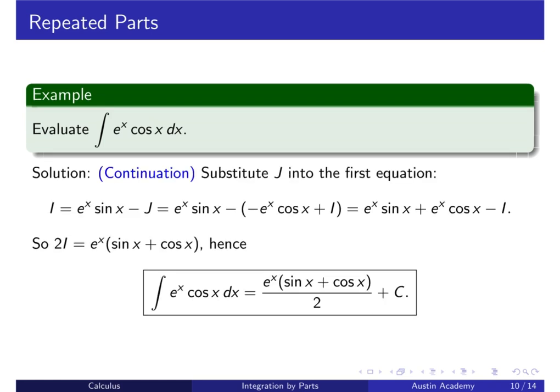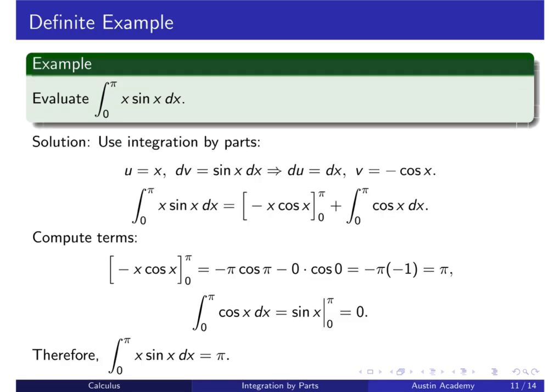Substituting into the first equation, I equals e^x sin x plus e^x cos x minus I, so 2I equals e^x times (sin x plus cos x). Therefore, I equals 1/2 e^x times (sin x plus cos x) plus c.